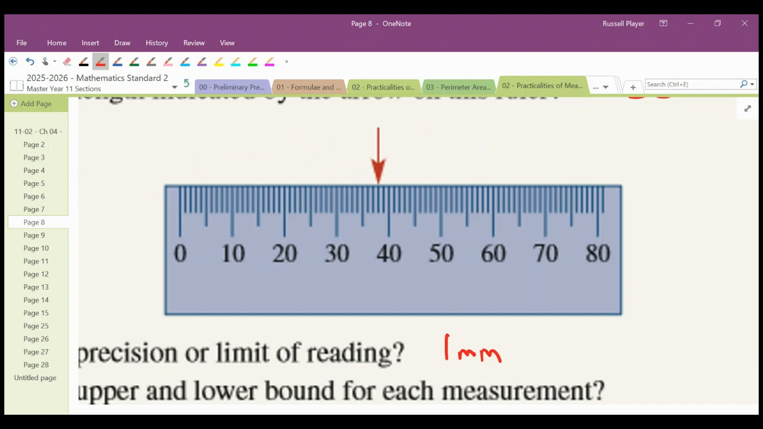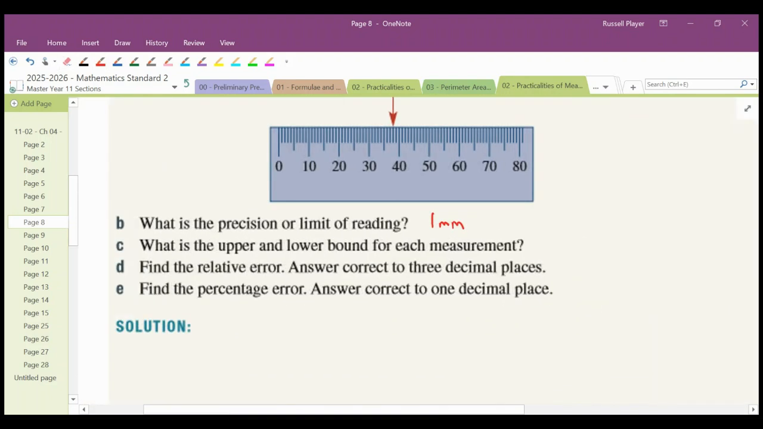So if you think about it, this measurement that they've got here, that 38 millimeters, if it wasn't perfect, if it went anywhere up past halfway, we'd go 39. If it went below halfway, we'd go 37. But anywhere in between that 37.5 and the 38.5, we're going to round to 38 millimeters. I hope that makes some sort of sense. I'll explain it better later on as well.